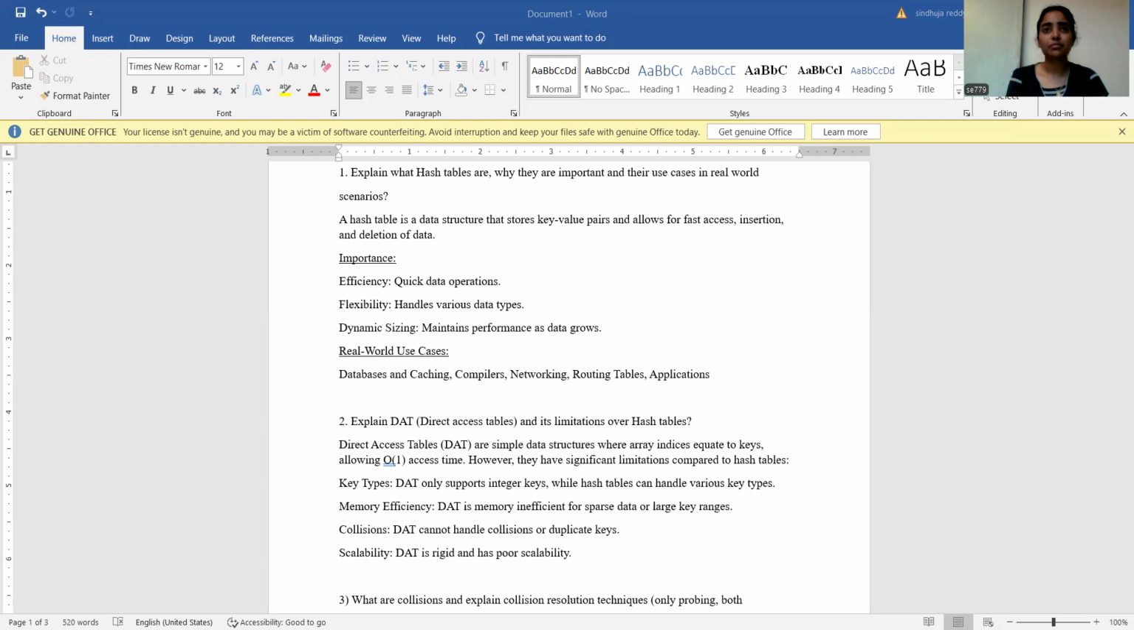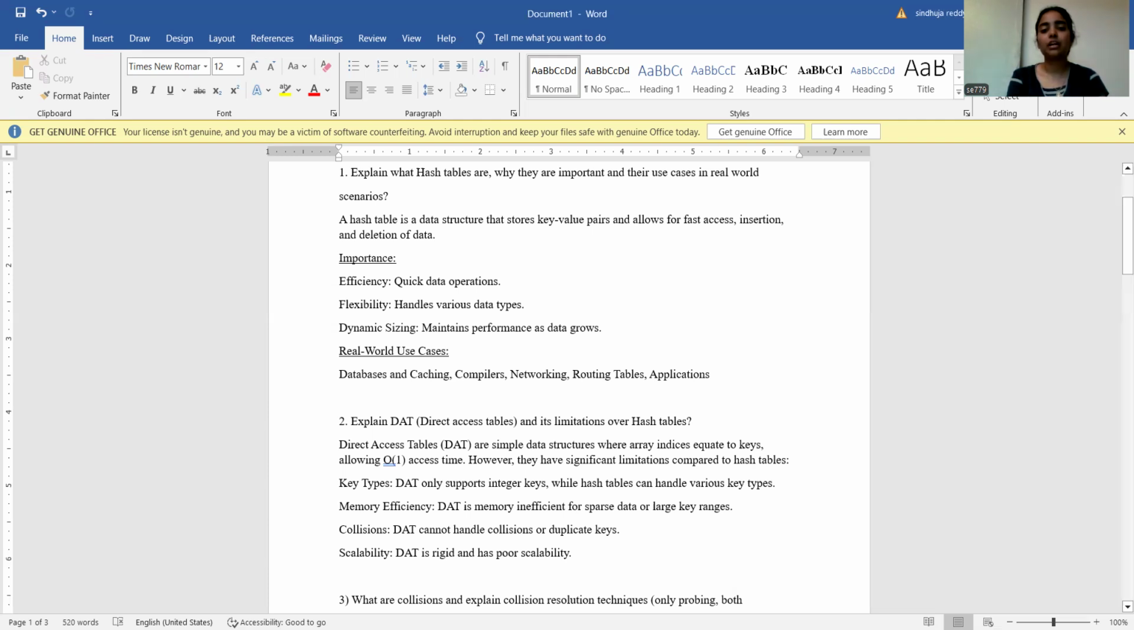Hash tables are foundational structures in computer science, applied in several technologies that we use daily. They are also important in situations where fast and efficient access to data is required. That is the first question.